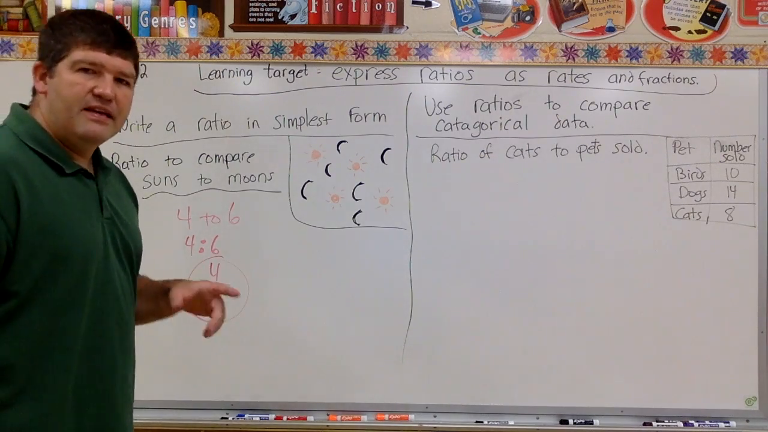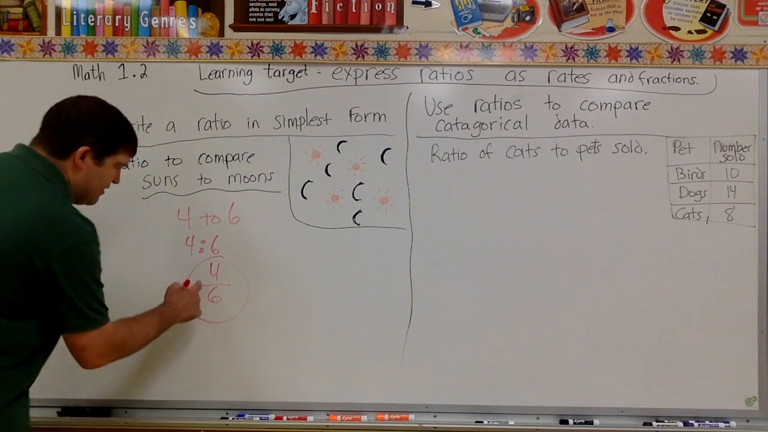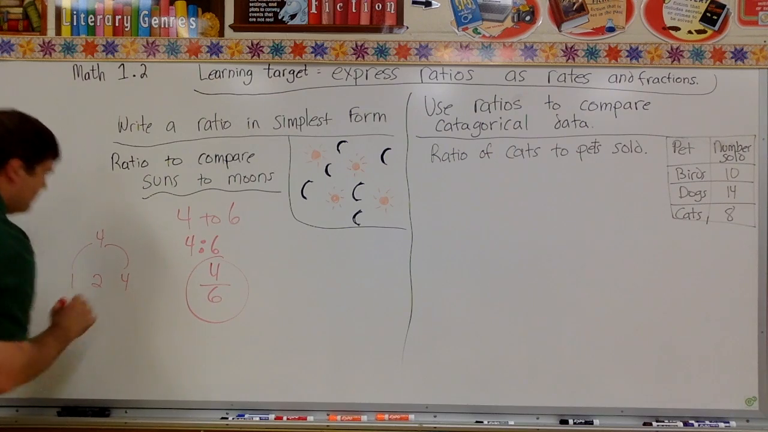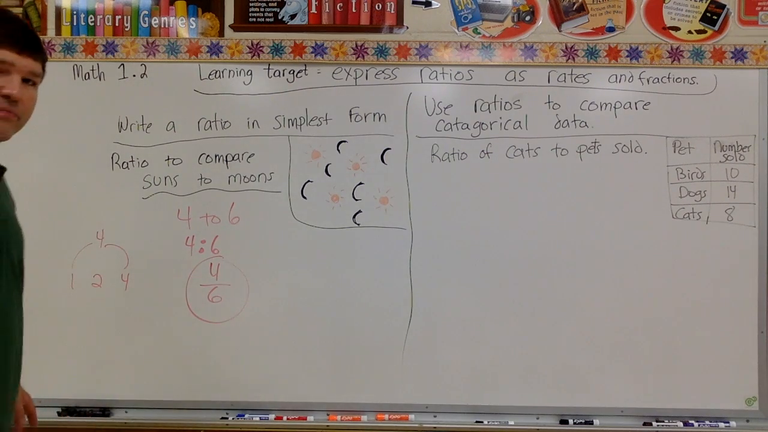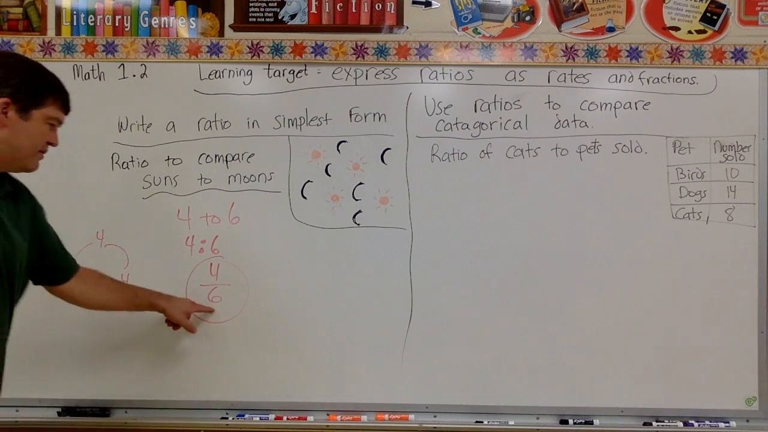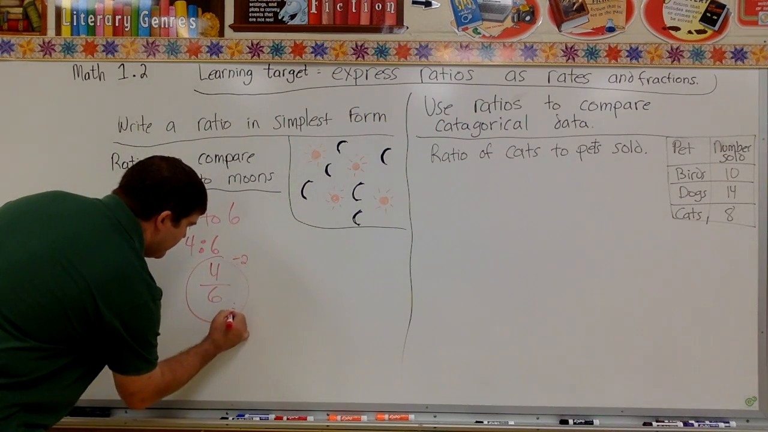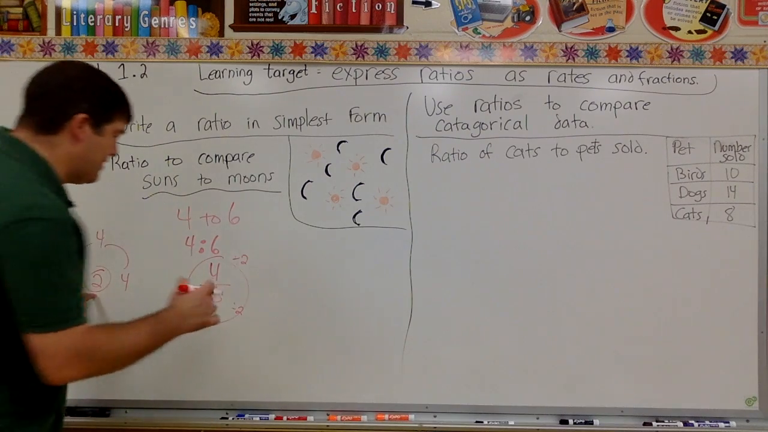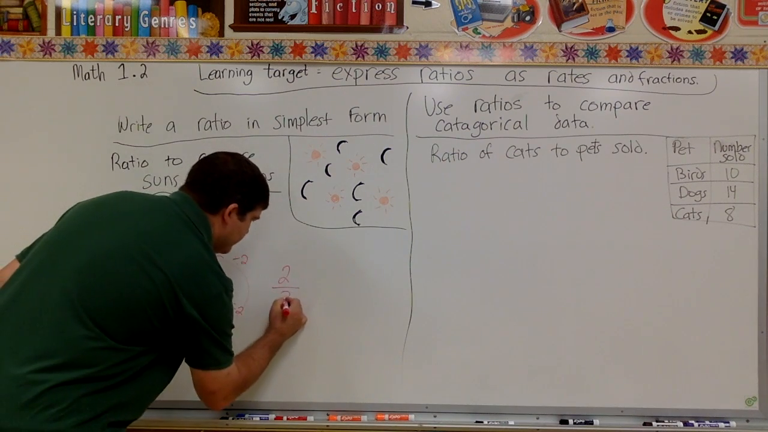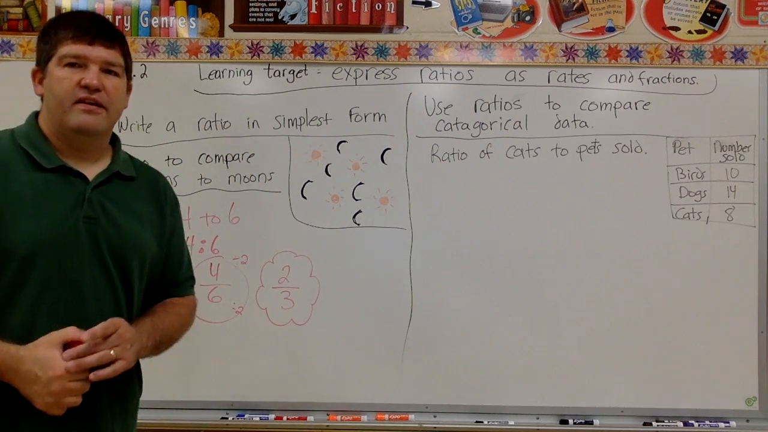The way I do this is with the greatest common factor. I'm going to take the smaller of the numbers, 4, which is 1 times 4, or 2 times 2. So my factors of 4, pretty simple, are 1, 2, and 4. Does 4 go into 6? No. Does 2 go into 6? Yes. So there's my greatest common factor. I can divide each side by it because I know it's a factor of each. So 4 divided by 2 is 2. 6 divided by 2 is 3. There is my fraction in simplest form.